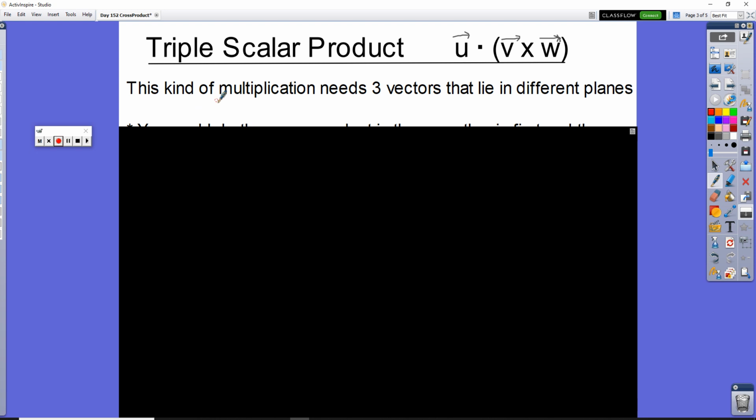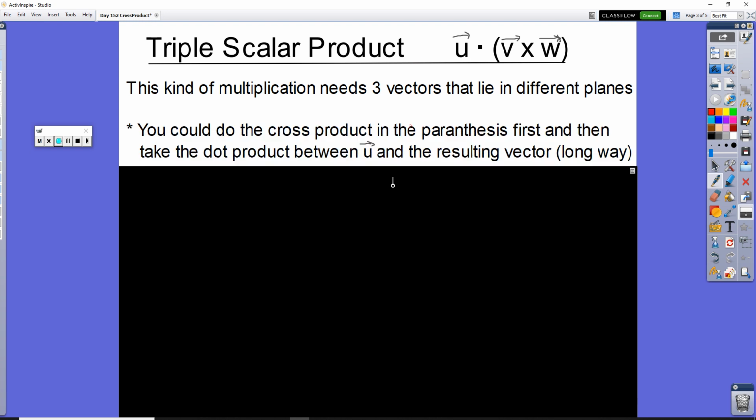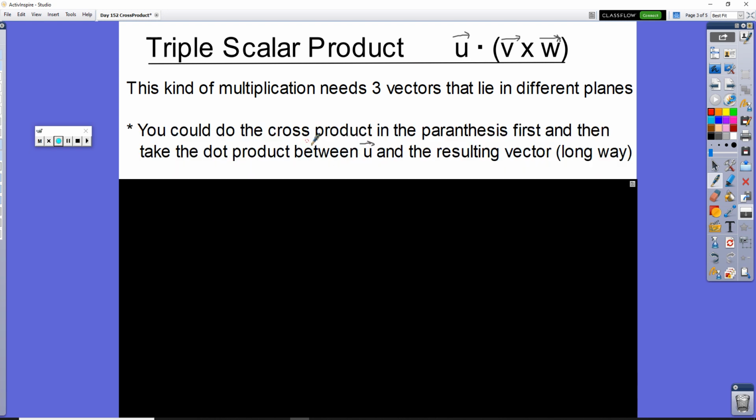So this kind of multiplication needs three vectors that lie in different planes. You don't want all three of your vectors to be in the same plane because then you're going to get a zero answer for this. You could do the cross product in parentheses first and then take the dot product. So you could do this in 2 steps. That's considered to be the long way. It would work, but it's longer than what I'm going to show you.